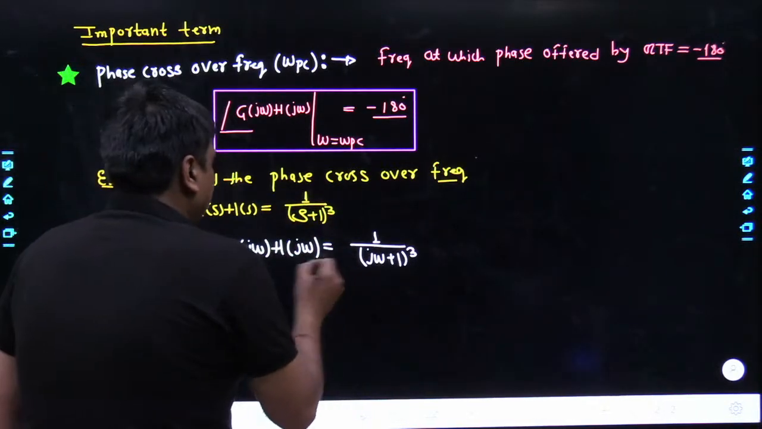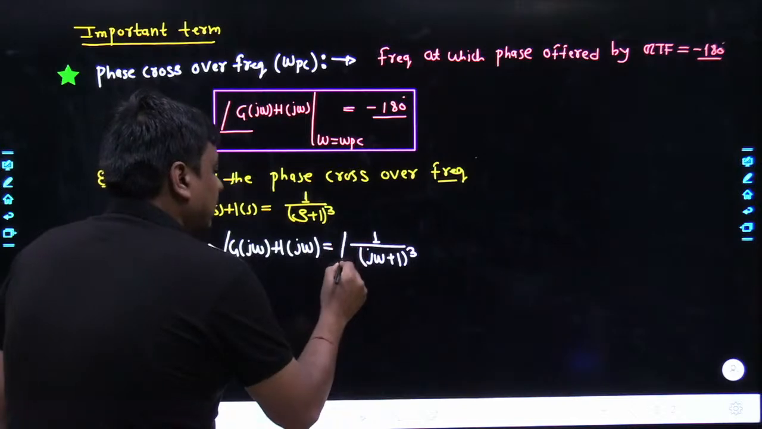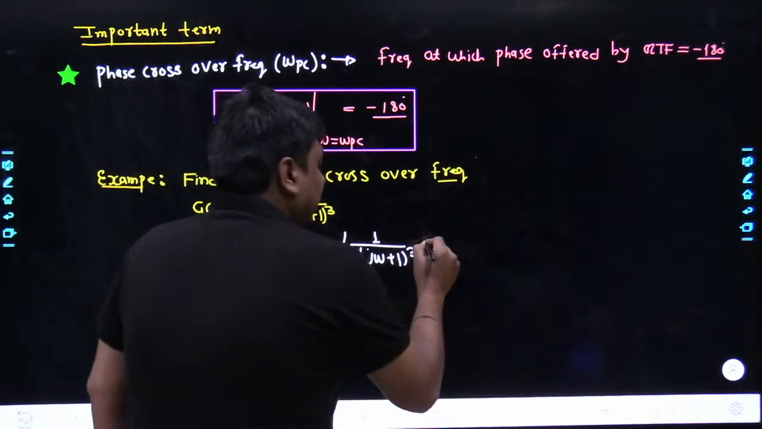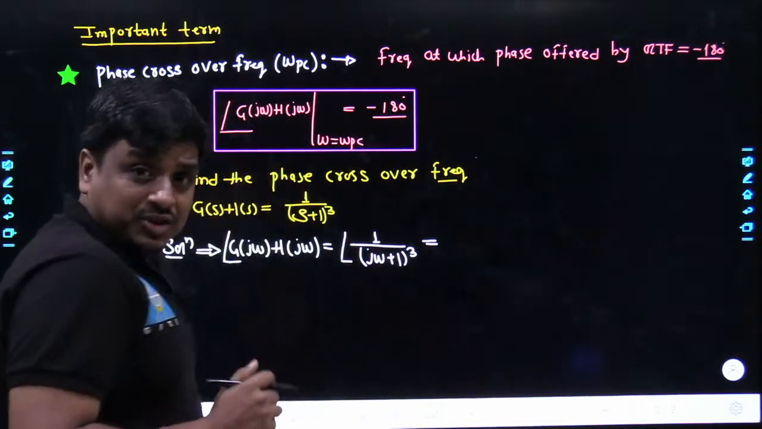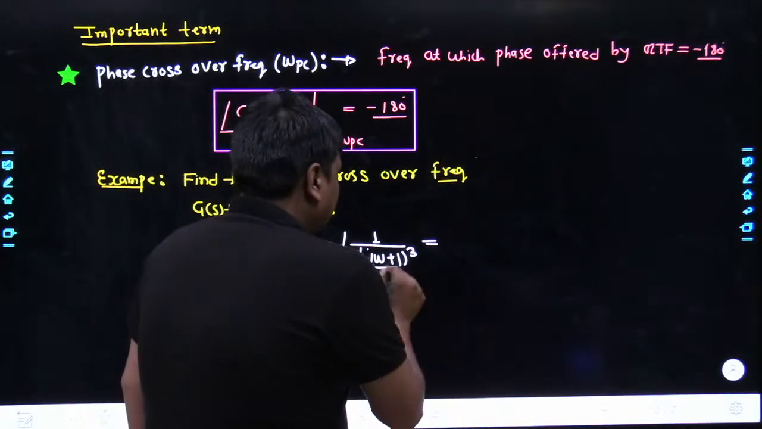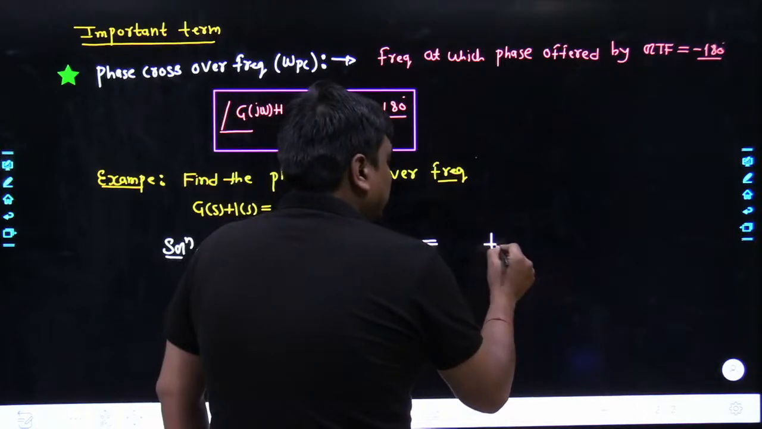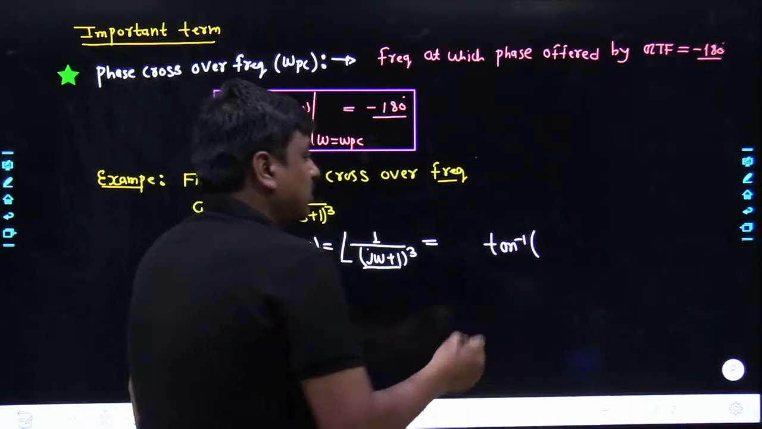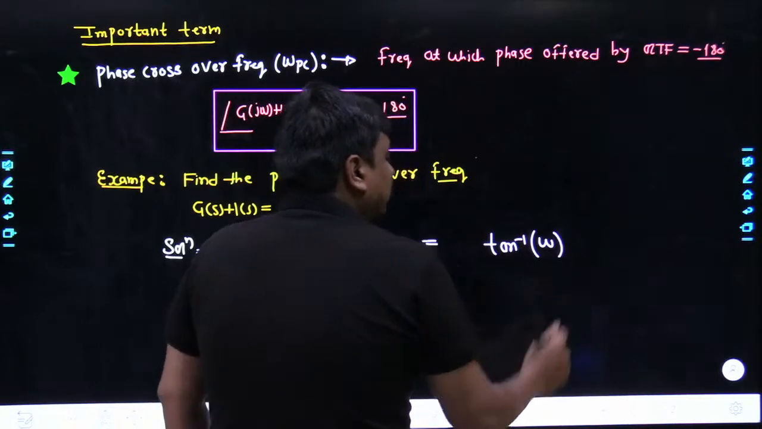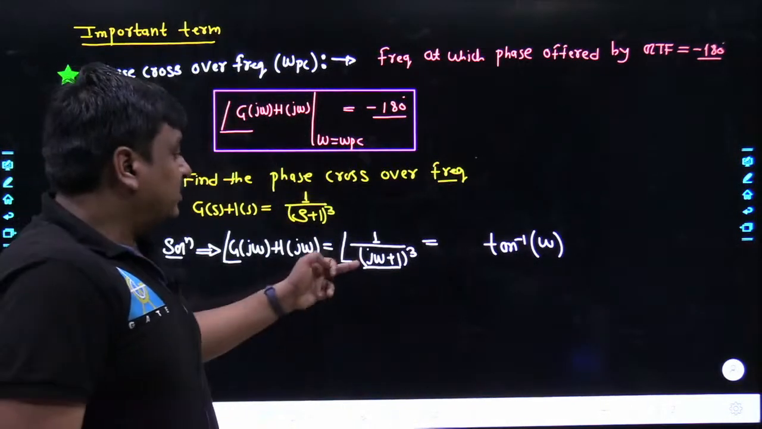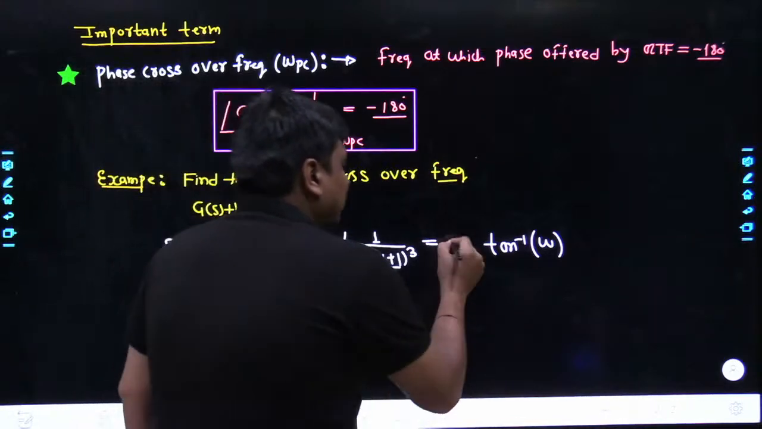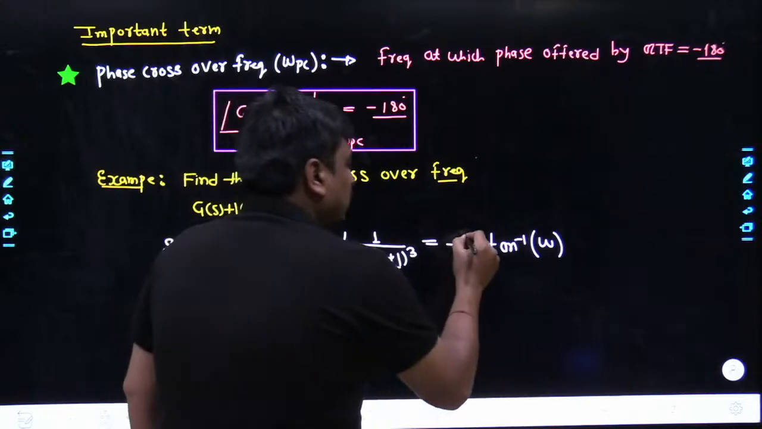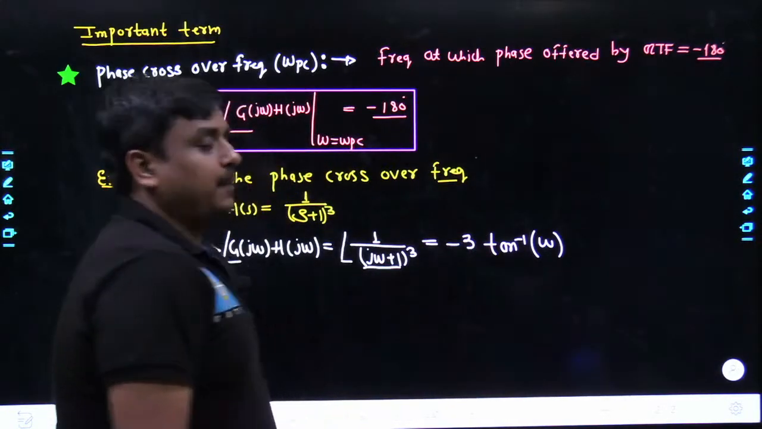So the angle offered by G(j omega), virtually the angle offered by 1 divided by (j omega plus 1) to the power of 3. Keep in mind, because of j omega plus 1 towards the denominator side, first focus on j omega plus 1. How much angle would it offer? It is tan inverse of the imaginary part over the real part. The imaginary part is omega, and the real part is 1. Simply tan inverse omega. As this factor is towards the denominator side, definitely the minus would get multiplied, and as this pole has been repeated 3 times, this factor would simply be equal to minus 3 tan inverse omega.